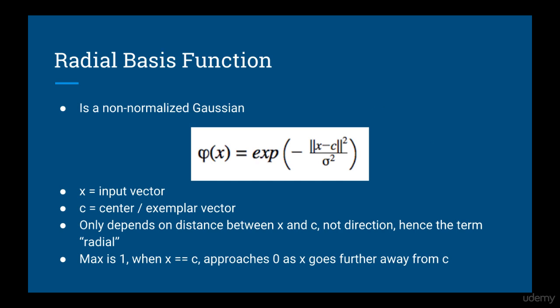So what is a radial basis function? It's basically just a non-normalized Gaussian bell curve centered at some center point which we'll call C. C is a vector that lives in the same vector space as the input vectors. Notice how the function depends only on the distance between x and C. So it doesn't matter if x is to the left of C or to the right of C, only the distance matters. That's where the term radial comes from. You can see that the maximum value is 1 when x is equal to C. It then approaches 0 as x goes away from C in any direction.